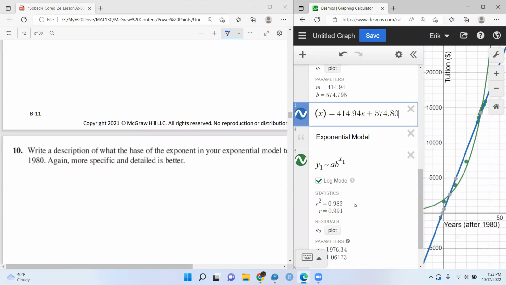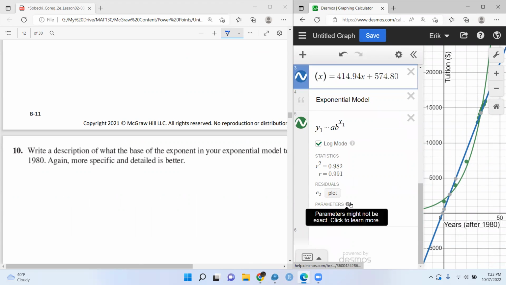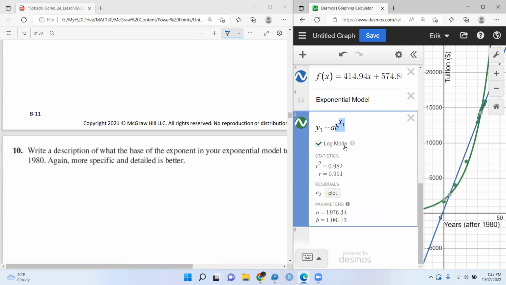All right, so now we need to identify these two parameters. So let's start with the base of the exponential model. That's the b. That's called the factor. So in this case, our b is 1.0617. Since this number is larger than 1, we call it a growth factor. And we can calculate the growth rate by subtracting 1 from it.